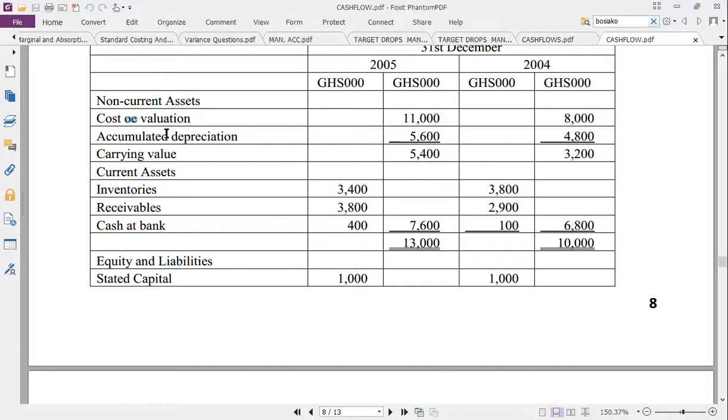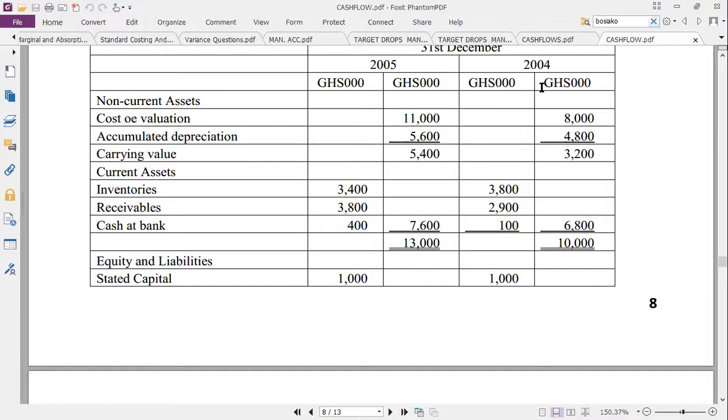Cost or valuation: either the cost of the asset or a revaluation, which means that in a certain year they did a valuation. Good. Accumulated depreciation is there, so the current amount of the asset has been provided. So you compare. Here, you use it to prepare the acquisition of non-current assets. You have to know whether they've acquired an asset during the year, because if they have, it's an investing activity. Good.